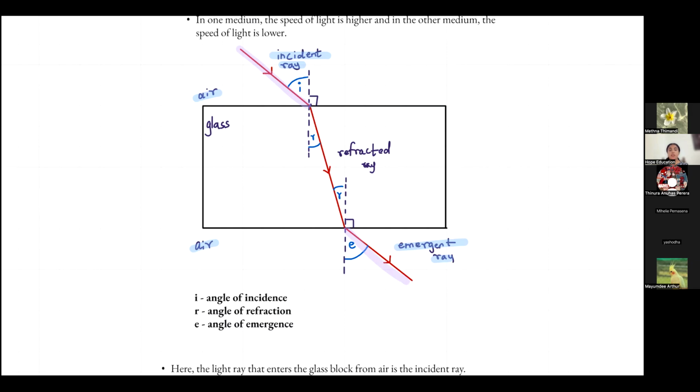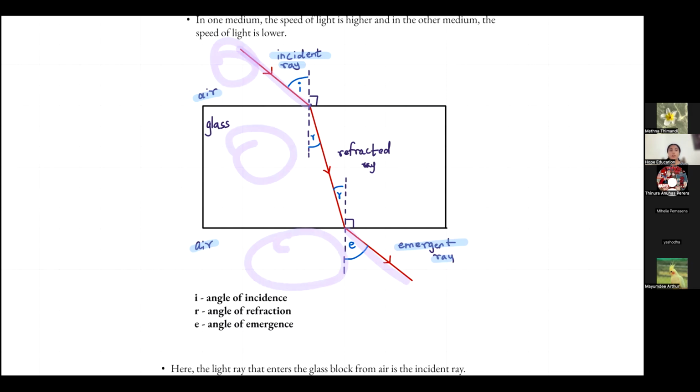Okay, so why are they parallel? Because the incident ray and the emergent ray are in the same medium. If there was air here, glass here, and water here, the incident ray and the emergent ray would not be parallel.